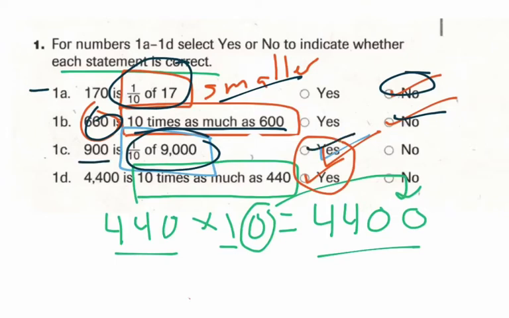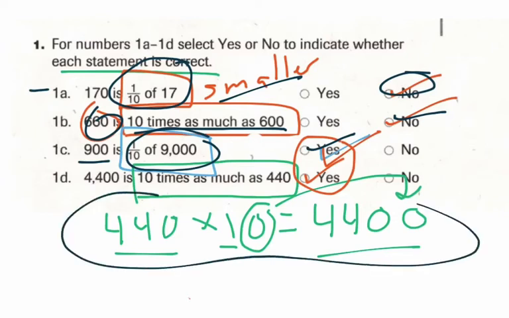And 10 times as much as 440. You can see here I've done 440 times 10, and that does give you 4,400, so that's also a yes.